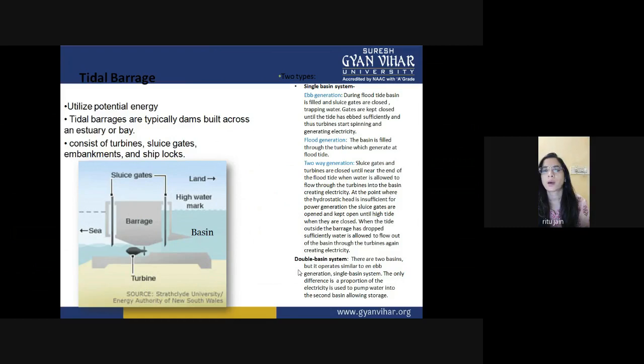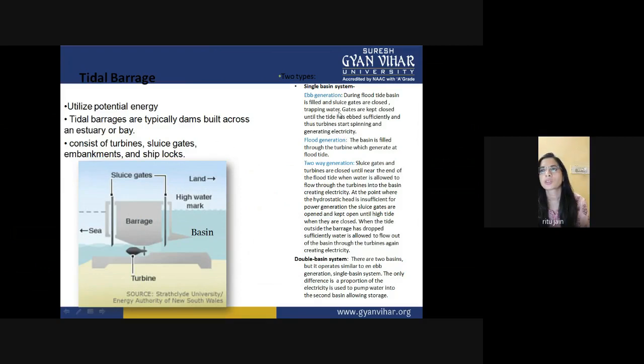This is a barrage, and you can connect one turbine over here. When high tides come, the water hits the turbine, the turbine starts to rotate, and this turbine is connected to the generator. So this is the sea, these are the gates, and the land, high water mark, and basins. There are two types of systems: one is the single basin system, and the other is the double basin system.